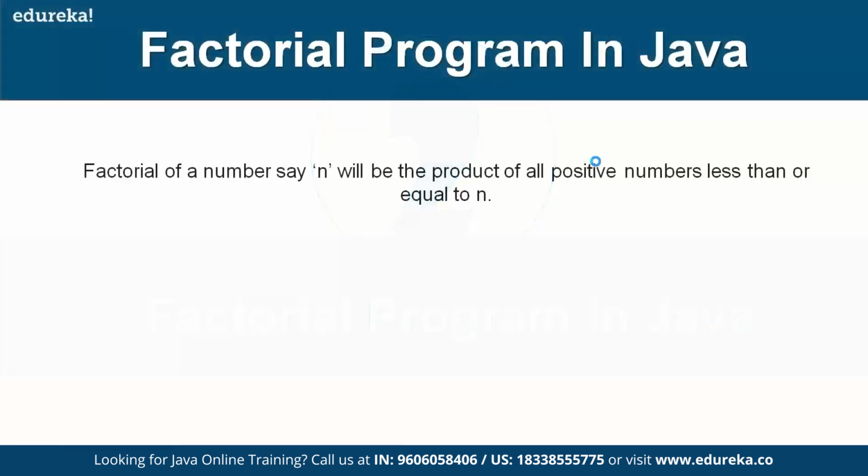So what is a factorial of a number? The factorial of a number, say n, is the product of all positive numbers less than or equal to n. Positive numbers means 1 onwards, so there is no point in multiplying with 1. Suppose a number is taken as 5. So what is the factorial? 1 into 2 into 3 into 4 into 5. That's all. So that is the factorial of a number n.